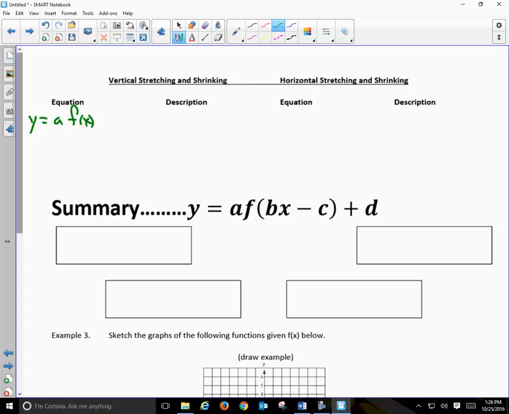Y is equal to A f of x. If you see a number on the outside, it will affect it vertically. In this case, it will create a vertical stretch by a factor of A. What do you think will happen if I put a number in front of the function that is less than 1? Say 1 over A. Think it will make it bigger or smaller? Smaller, so it'll be a vertical shrink.